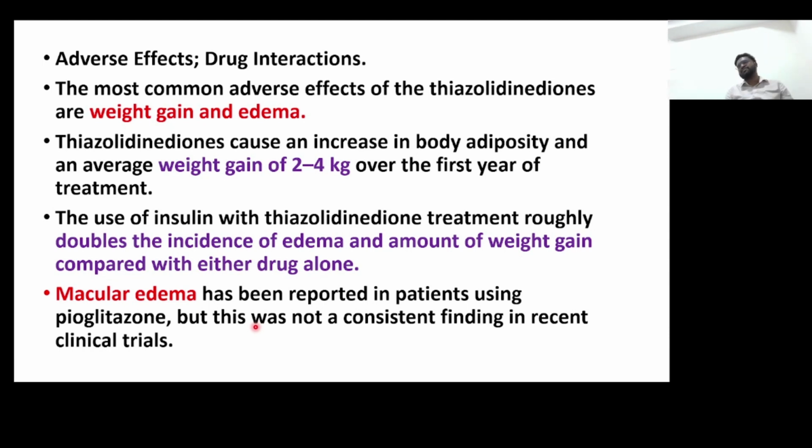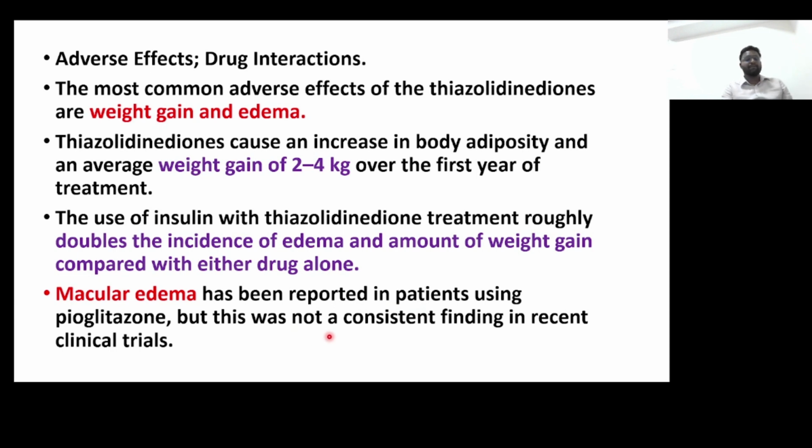The most common adverse effects of thiazolidinediones are weight gain and edema. Thiazolidinediones cause an increase in body adiposity. It can cause an average body weight gain of 2 to 4 kg over the first year of treatment. Adding insulin will double the incidence of edema and amount of weight gain compared with either drug alone. Macular edema has also been reported in patients using pioglitazone.